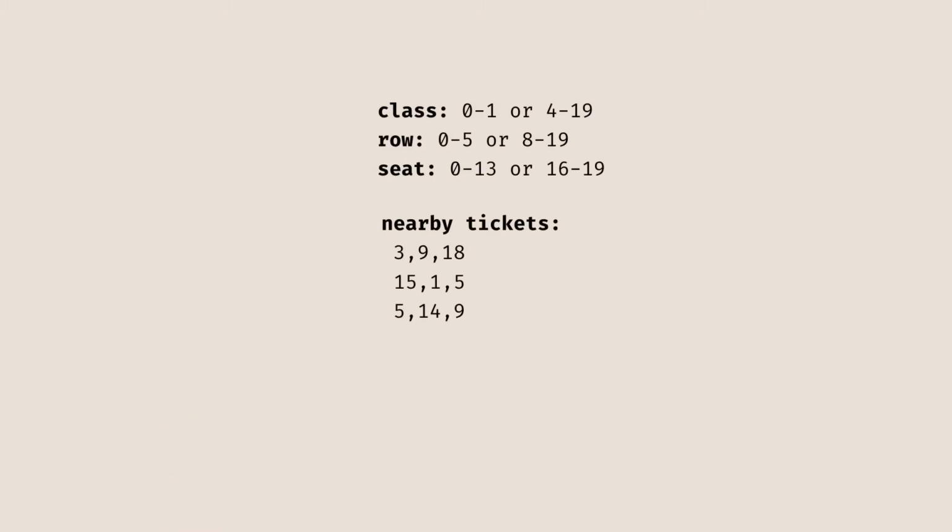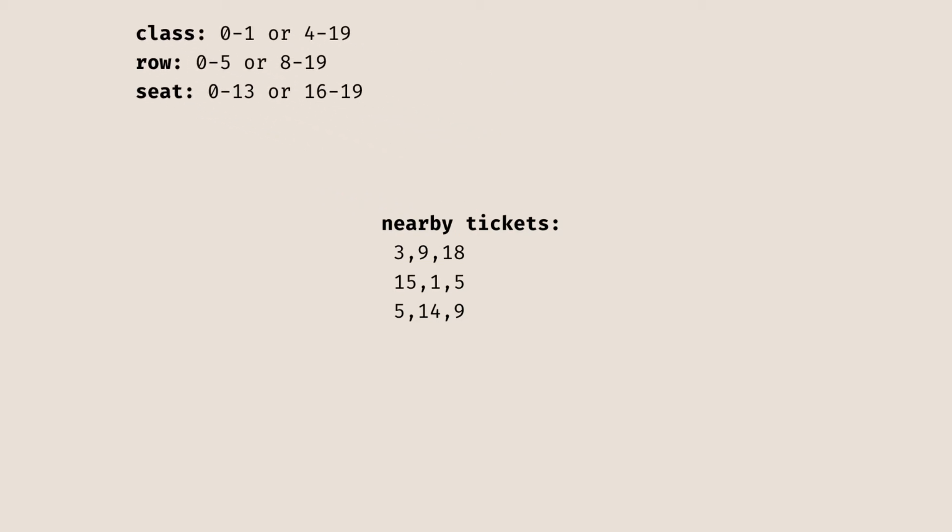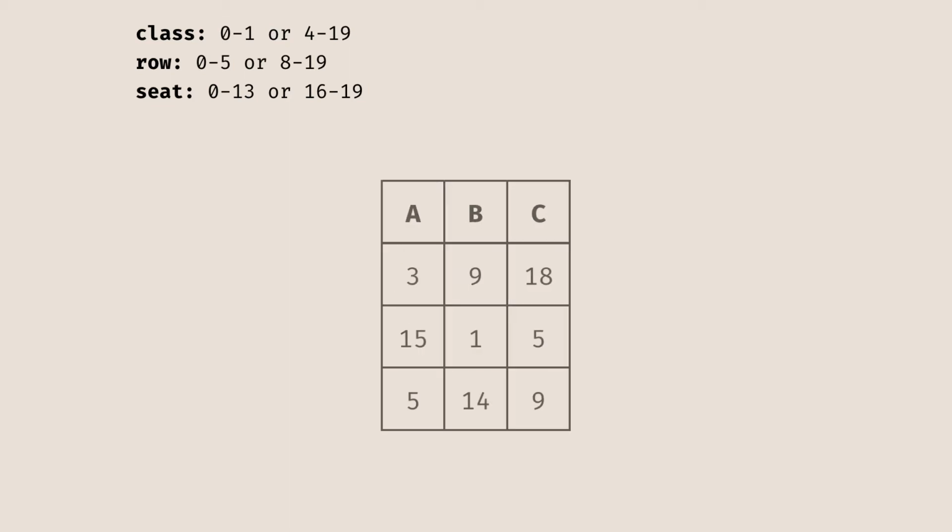So in part 2, our plot thickens quite a bit. We're still going to have our two main chunks of input. We're going to have our column definitions as well as some nearby tickets. But this time what we want to do is figure out which columns actually match up with which column definitions, right? So we'll kind of clean things up over here.